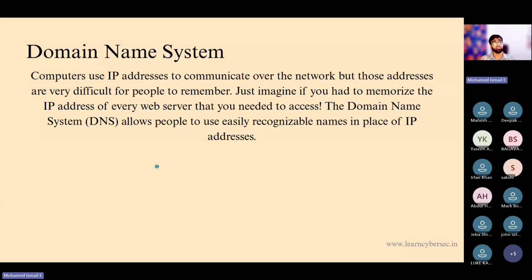From a definition standpoint, computers use IP addresses to communicate over the network, as we have seen, with unique IP addresses being used. But those addresses are very difficult for people to remember, because we cannot remember so many IP addresses. Just imagine if you had to memorize the IP address of every web server that you need to access, for example facebook.com, whatsapp.com, google.com. You cannot remember all the IP addresses. So simply put a name, which is memorable. The domain name system allows people to use easily recognizable names that map to IP addresses.